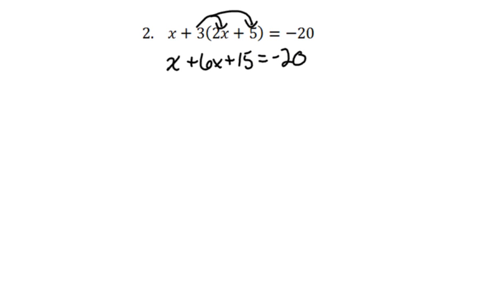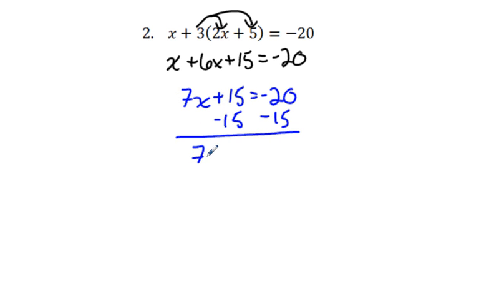My next step, I'm going to combine like terms. x plus 6x is 7x. All right, and now we solve for x. You got to ask yourself, what's happening to the x? Well, it's being multiplied by 7, and then you add 15. We have to undo that in the opposite order. So we're going to subtract 15 from both sides.